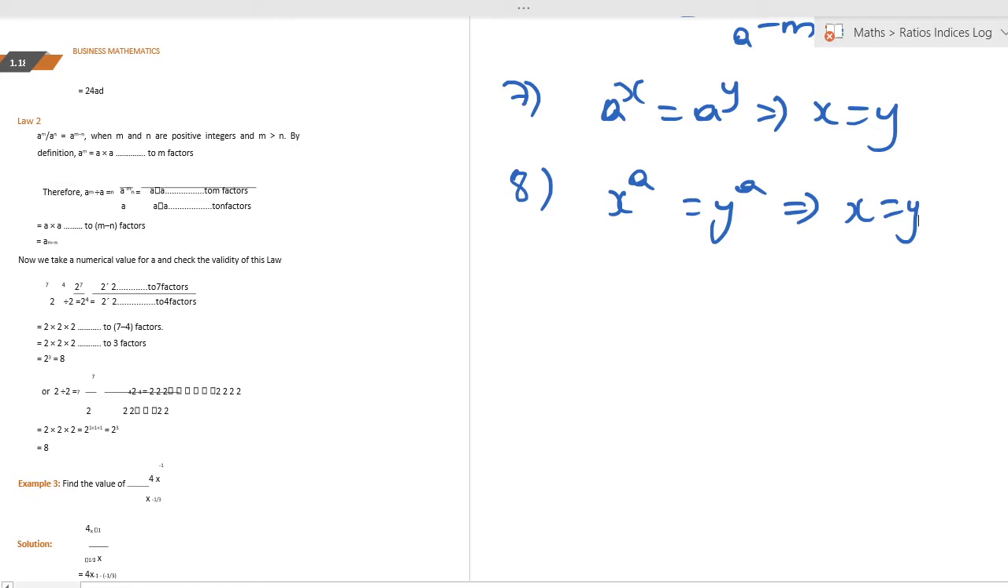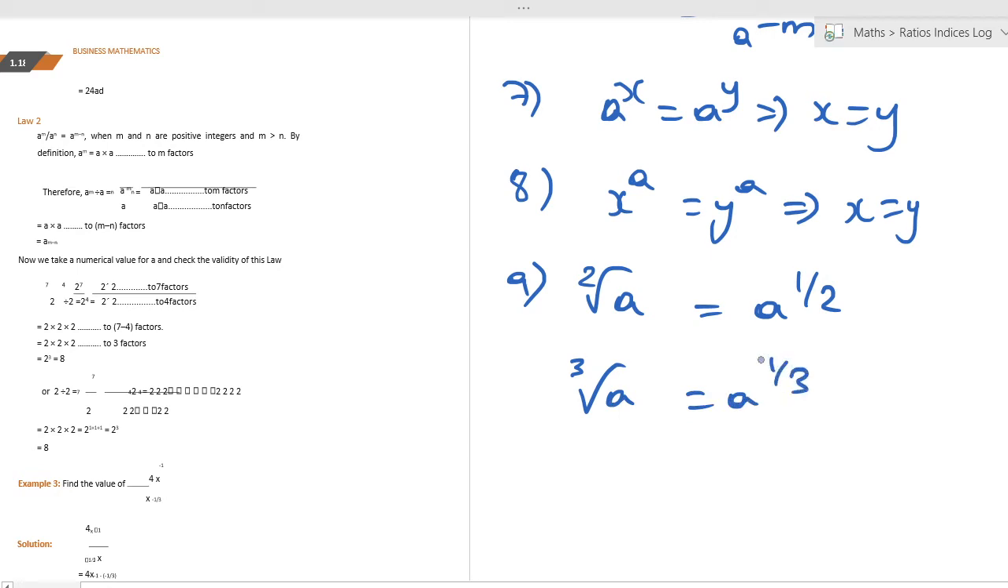So guys, also we might find some formulas of root a. So how we will write root a? It is a power 1 by 2. So root a is nothing but a power 1 by 2. If nothing is mentioned, it is 2 only. Okay. So how do we write cube root of a? It is a power 1 by 3.